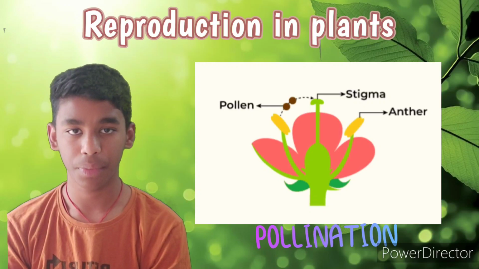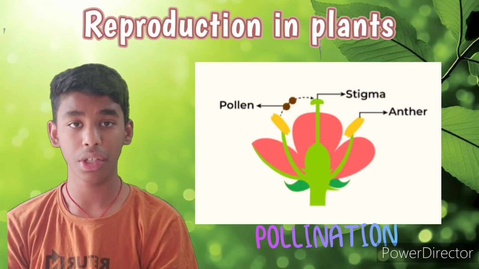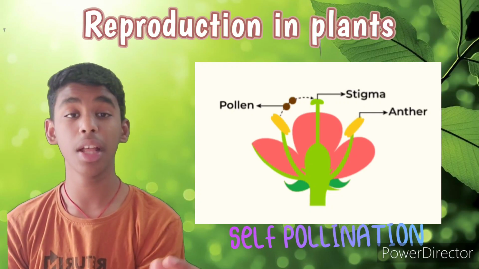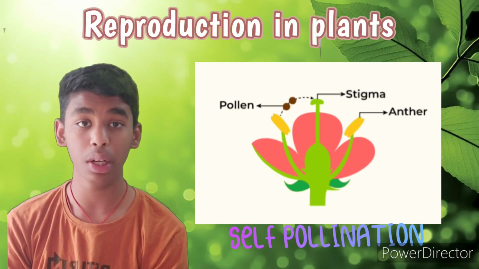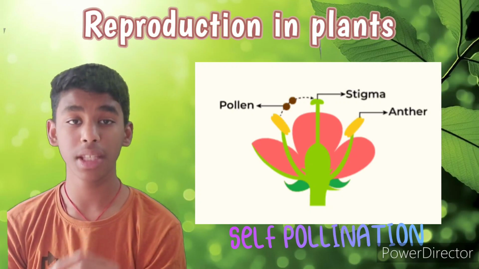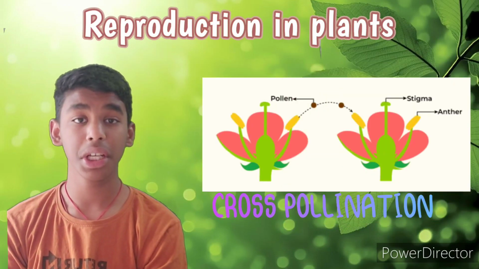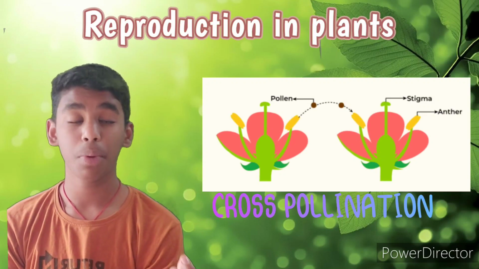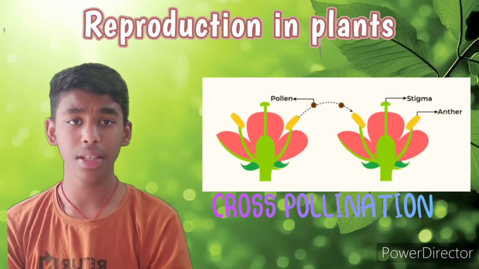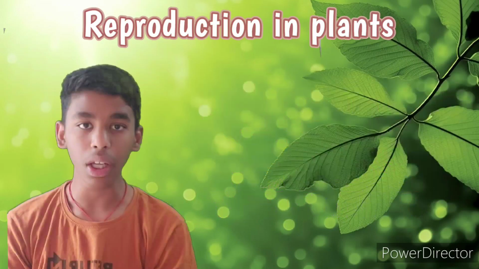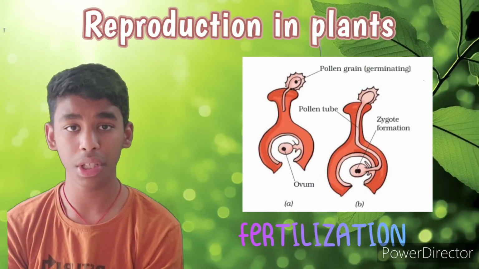In pollination there are two types: self-pollination and cross-pollination. Self-pollination is when the pollen grains present in the anther of a flower go to the stigma of the same flower. This is called self-pollination. And cross-pollination is simply when the pollen grains of one flower go to the stigma of another flower. This is called cross-pollination.